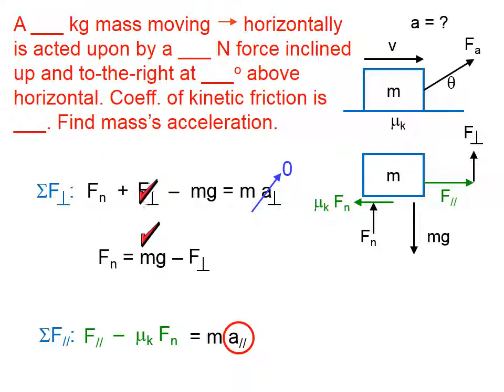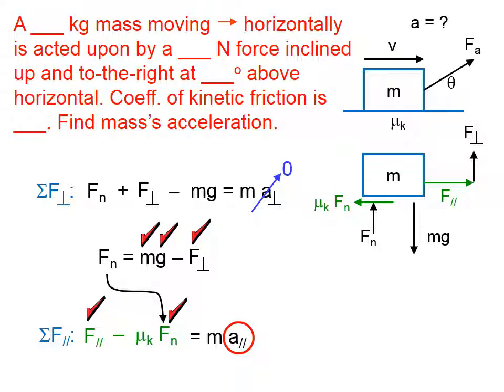We know what the mass is, we know what g is. We would be able to calculate F perpendicular, because what would F perpendicular equal? Wouldn't it be Fa times the sine of theta? So all of that is known, which means we can calculate the normal force and put that in right there. So we know the normal force.